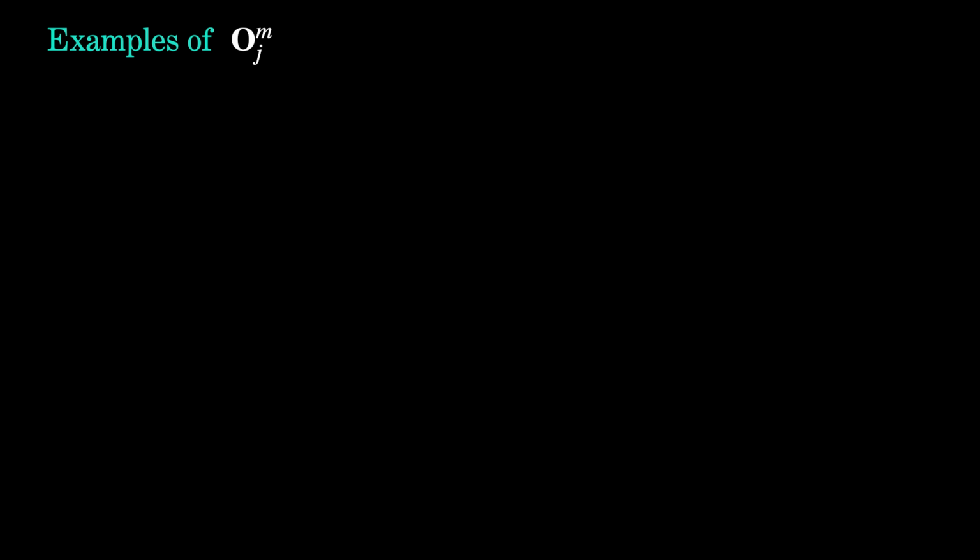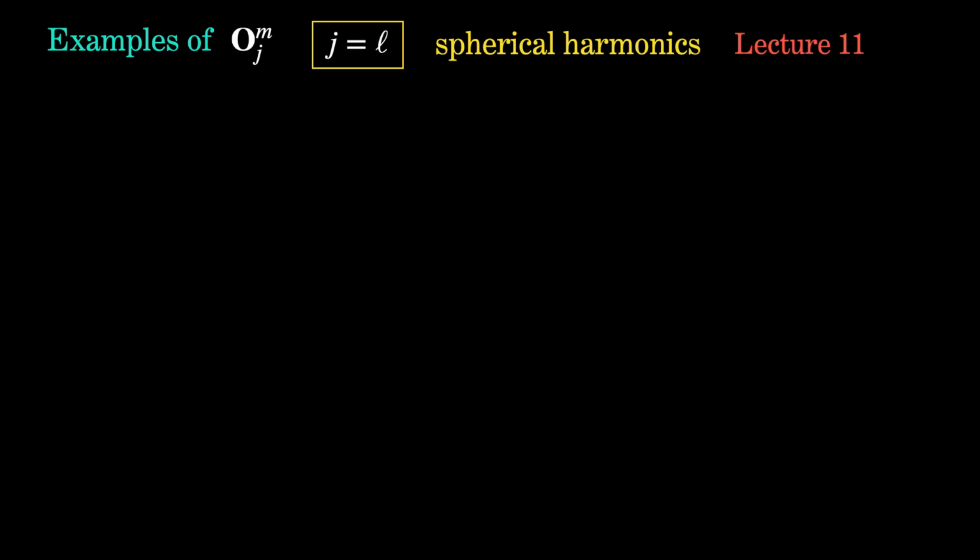Here's a less trivial example involving integer values of j, which corresponds to the spherical harmonics. Recall that these are eigenstates of the orbital angular momentum. We have discussed this extensively in Lecture 11. Check out that video if you need a refresher. The link is in the description.